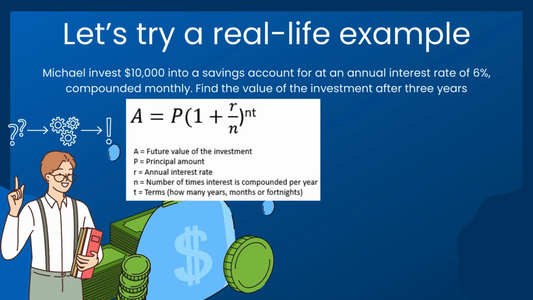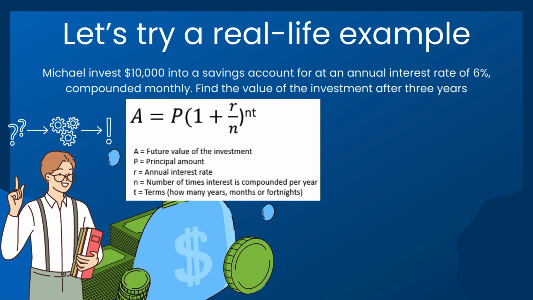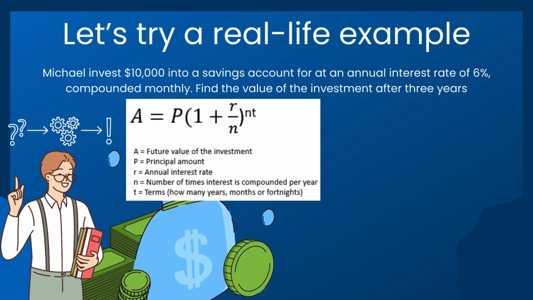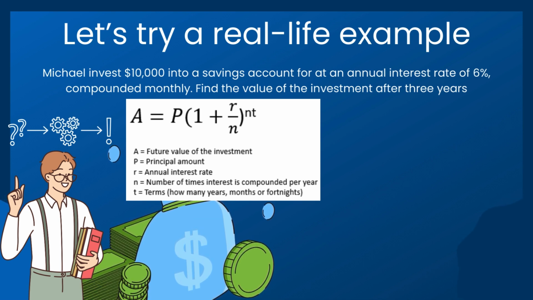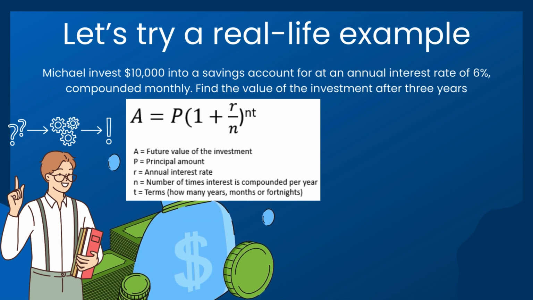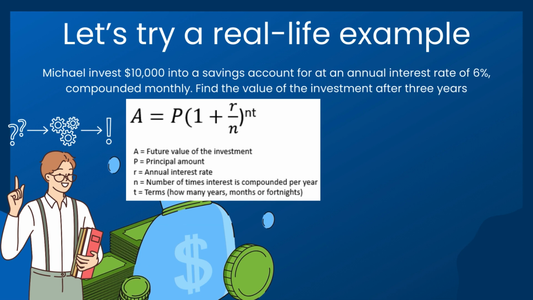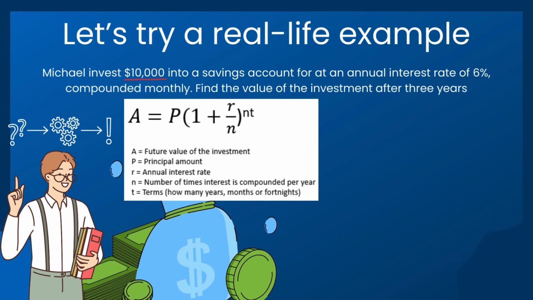The letter A is the future value of the investment, which is the value that we are looking for. P stands for principal, or the original amount of the investment. R stands for rate, which is the annual interest rate that the bank offers. N is the number of times the interest rate is recalculated and compounded per year. T stands for terms. If it is annual interest, the terms will be how many years. If it is monthly interest, the term will be how many months, and so on.